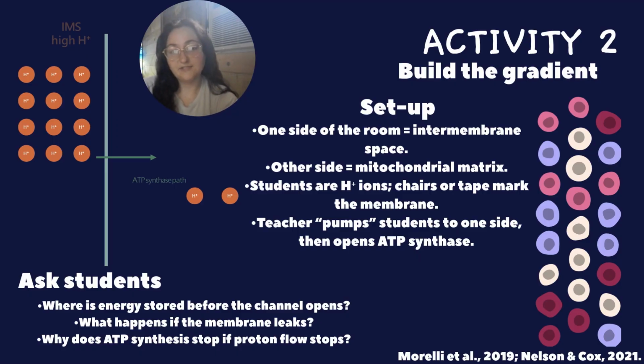So for this activity, the setup is that students are all on one side of the room, and there is an intermembrane space. On the other side of the room is the mitochondrial matrix. Students are hydronium ions. Chairs or tape marks or some other distinguisher will be the membrane, and the teacher will get to pump students to one side and then open ATP synthase.